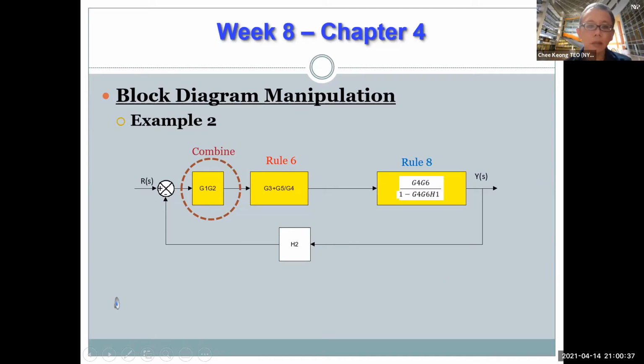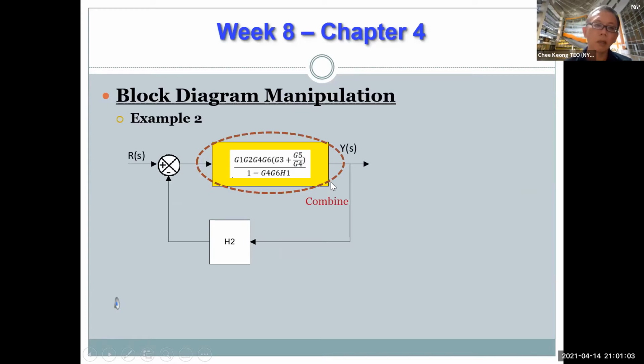For G1 and G2, we just combine them to G1, G2. Right. So basically, you get these three combined together, and then you can multiply all of them together, and that forms your new G here. That forms your new G, and then your H is here. So there's again yet another negative feedback loop with this combined G and this H2. For the three blocks in series for the forward path, we combine them by multiplying them together.